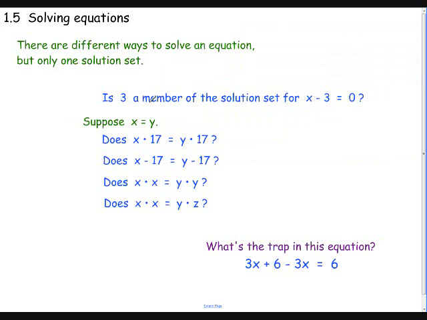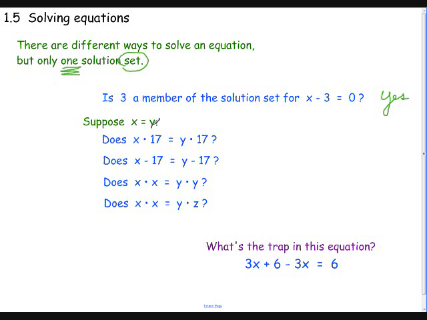There are different ways to solve an equation, but you're only going to have one solution set. There may be more than one solution. Notice the big word here is set, one solution set. Is 3 a member of the solution set for this? Well, how could we test that? We put 3 in there and see if it results in 0. Yes.